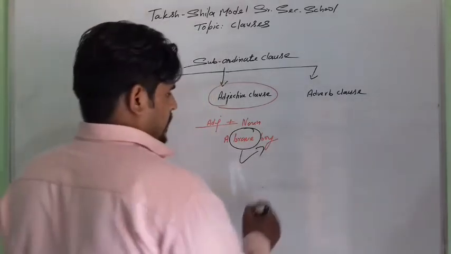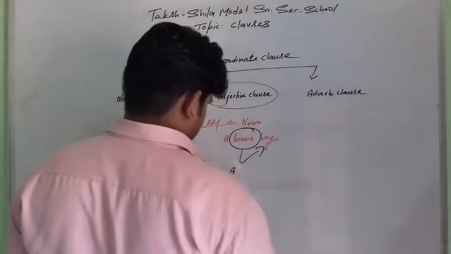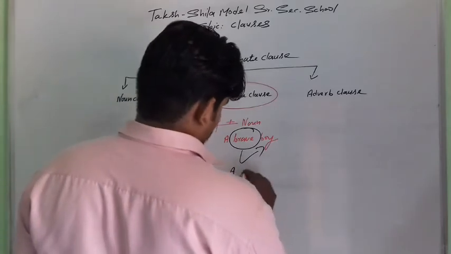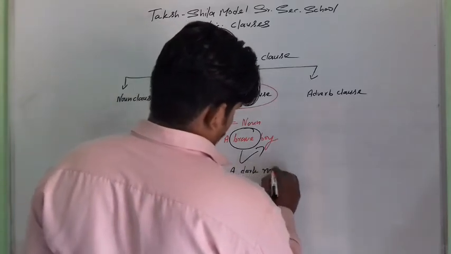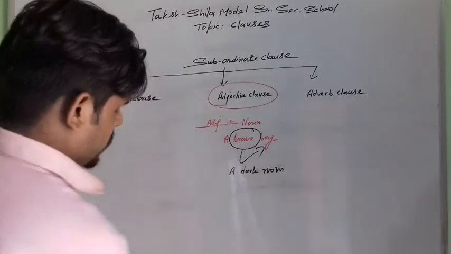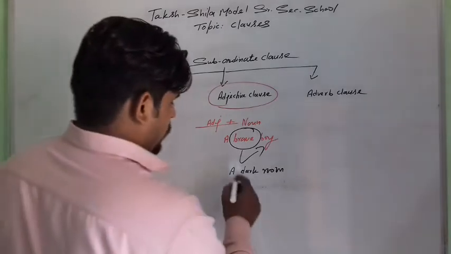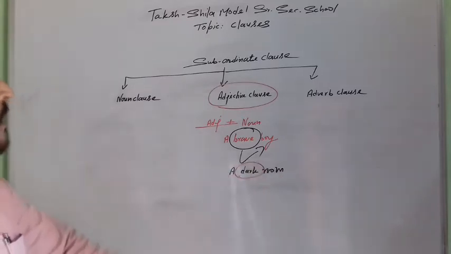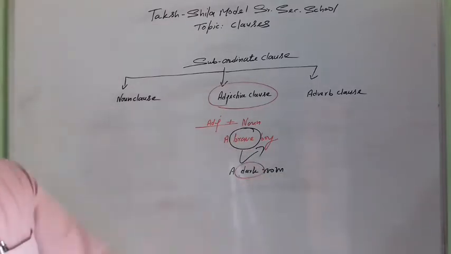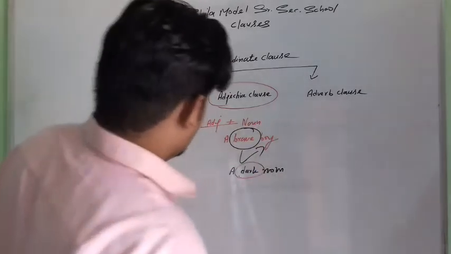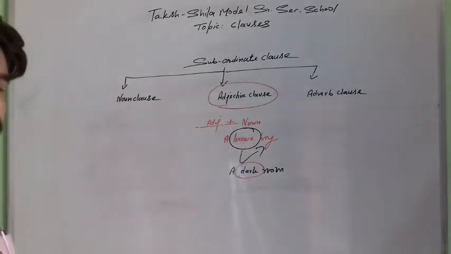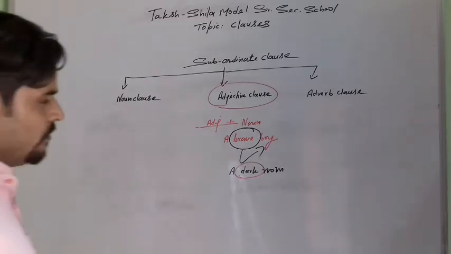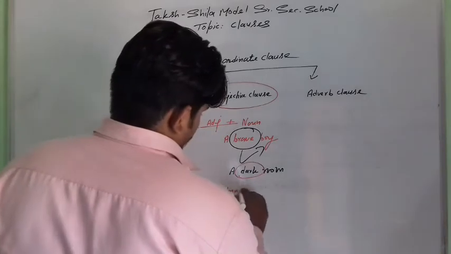So, another example is a dark room. In this group of words also, dark is an adjective. What type of room? What kind of room? Dark room. So, these are the words which modify the meaning of noun. Hence, they are called adjectives. But in clause, what happens? This placement is actually interchanged with each other, right? Interchanged. How? For example, noun plus adjective.